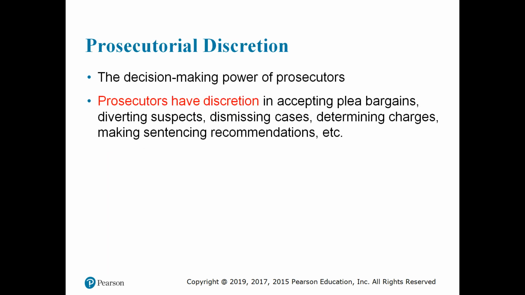The discretion that the DA has is huge because they can drop a case, they can accept a plea bargain, they can divert suspects, they can dismiss cases, they can determine charges, and they can make sentencing recommendations. So they can do a lot. They have a lot of discretion in what they do. And basically, if they don't have enough evidence to secure a conviction, they usually will not bring a case to trial. They wait until they have enough evidence that's going to result in a guilty verdict.